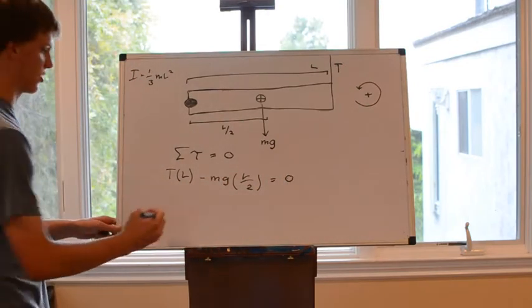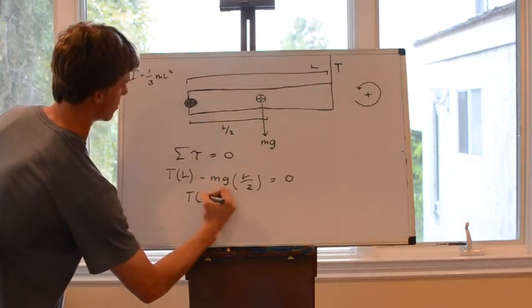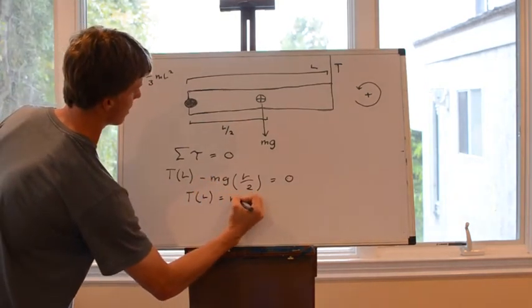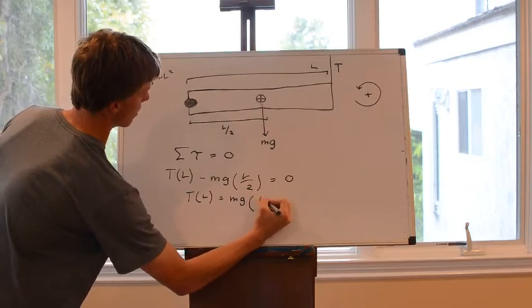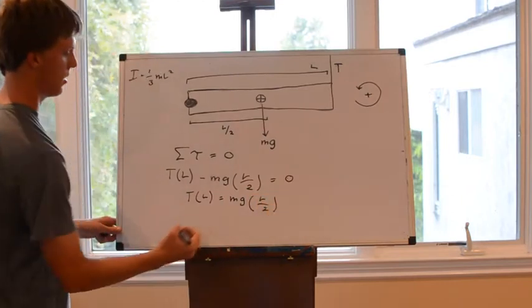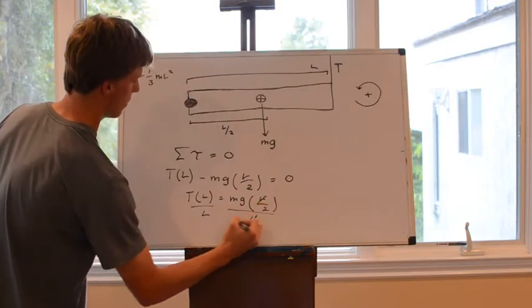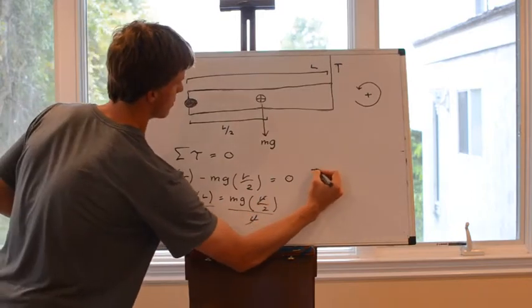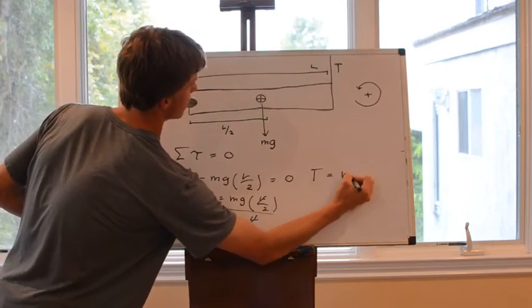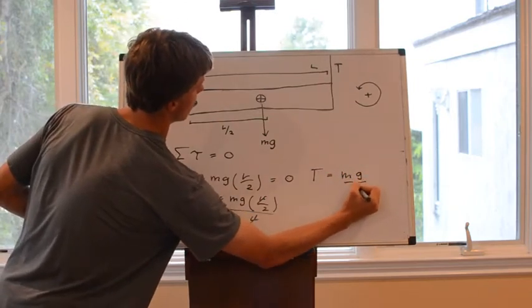So now we're just going to solve out. Tension times length equals mass times gravity times length divided by 2. If we divide the lengths out, our tension is equal to mass times gravity divided by 2.